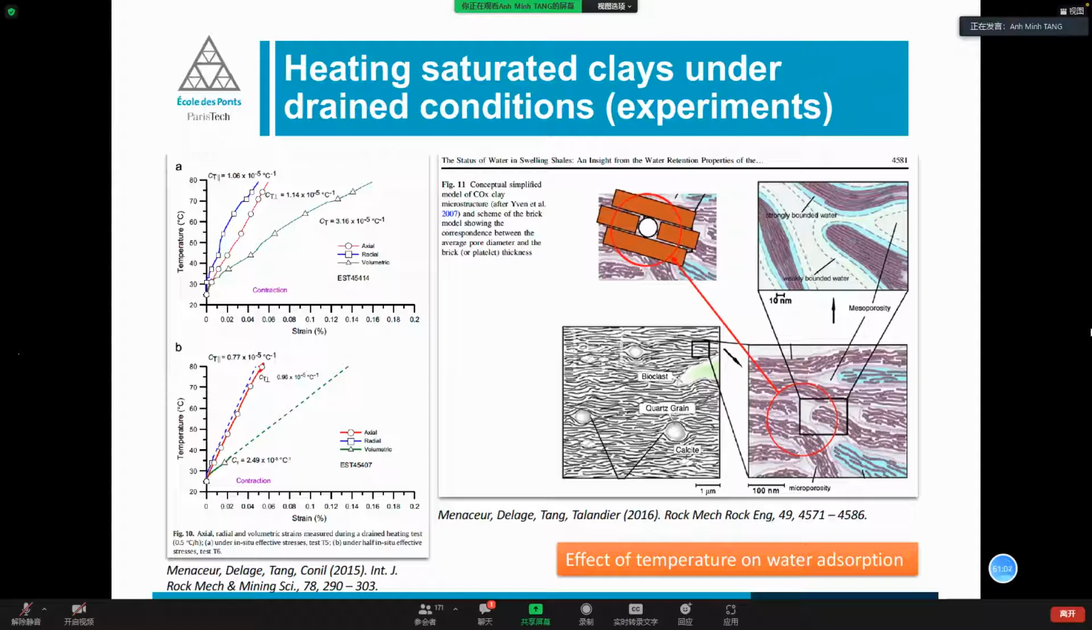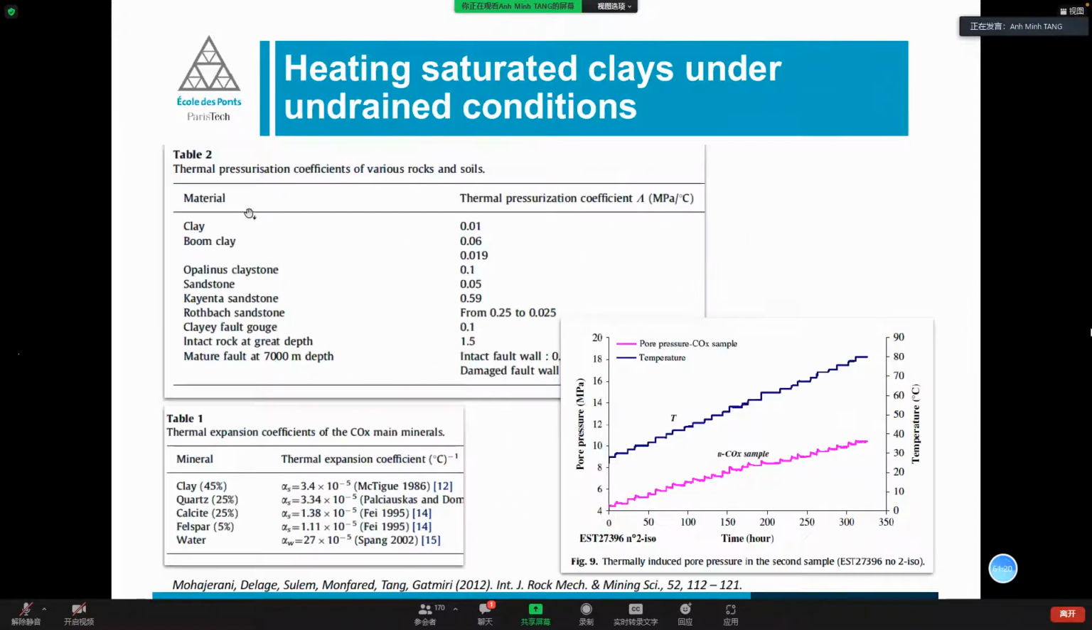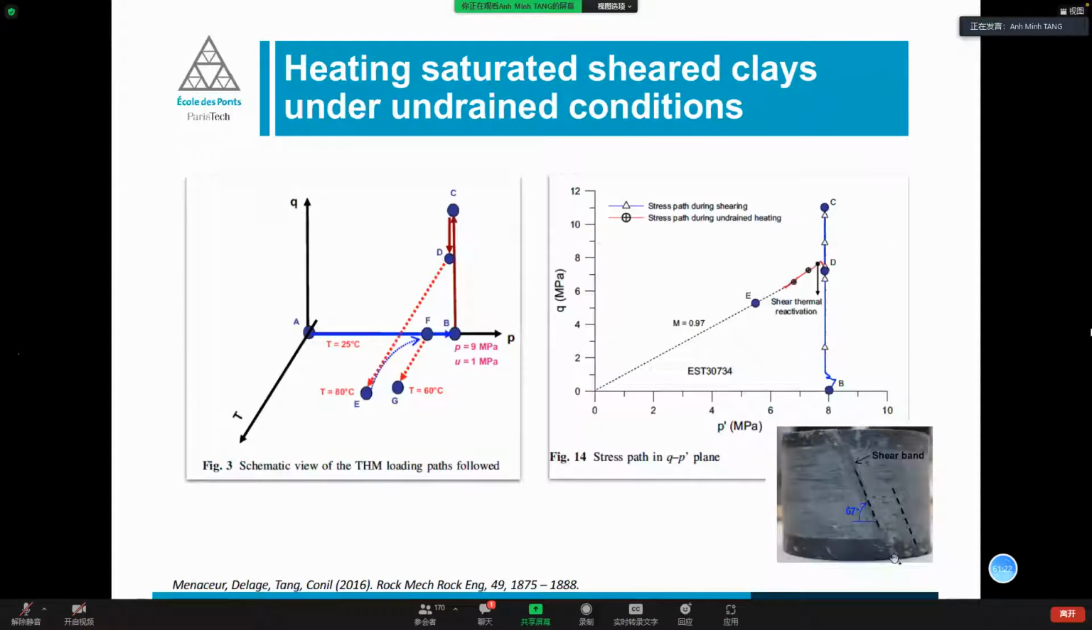Yes, you're right. This material is quite complicated. It's an anisotropic material here, and when you heat soil, you have contraction. The behavior can be slightly anisotropic here. You see, they are different between the two directions. But when you shear this material, the shear band is different. The shear band did not follow the bedding plane.